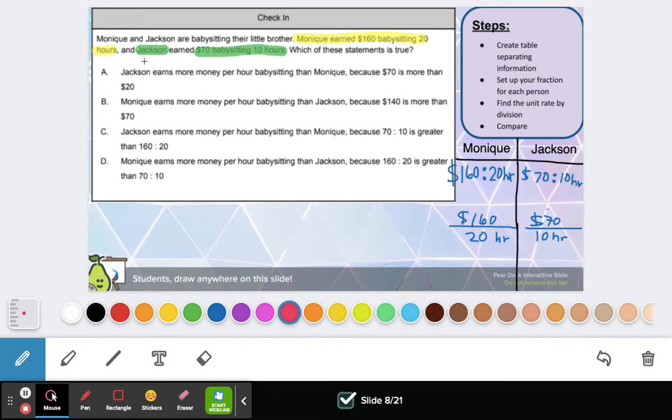Monique and Jackson are babysitting their little brother. Monique earns $160 babysitting 20 hours, and Jackson earns $70 babysitting for 10 hours. Which of these statements is true?